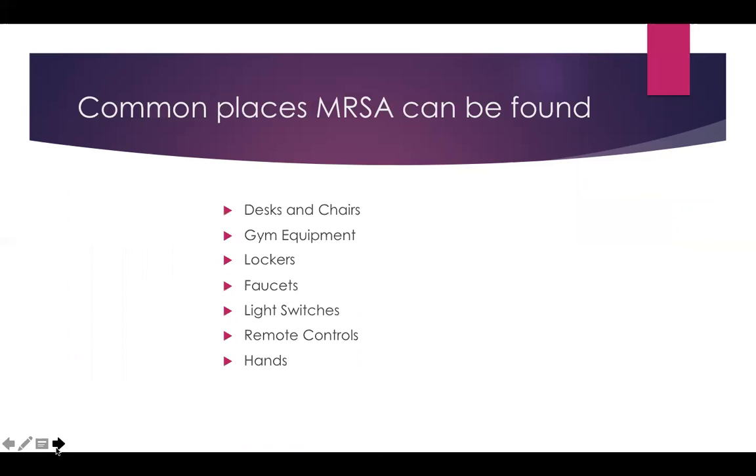So, common places that MRSA can be found. Desks and chairs, gym equipment, especially because people tend to not wipe down their equipment before having somebody else use it. And that's a very common way for bacteria to be transferred from one person to another. And then lockers, faucets, light switches, remote controls, hands, just very general things that many people could have touched are ways that MRSA can be found and transferred.